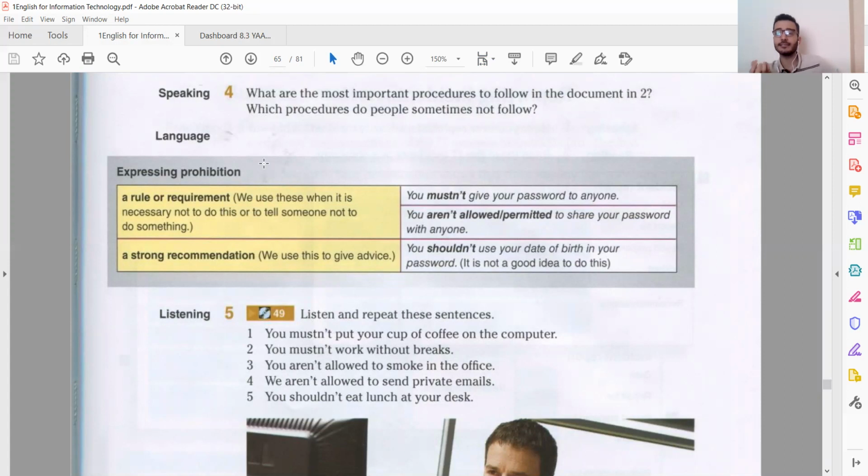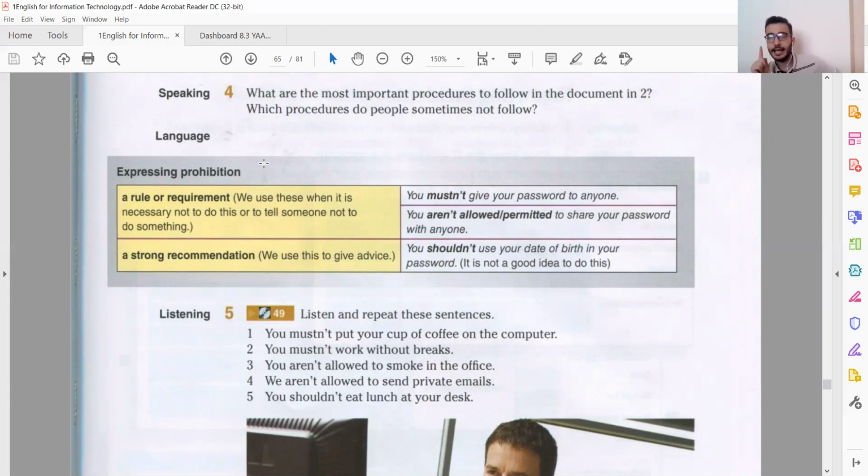We say must or mustn't. Okay, must or mustn't. فعشان نعمل prohibition بنقول mustn't. You mustn't اللي هي اختصار ل must not contraction. Must not, mustn't. You mustn't give your password to anyone. يجب ألا تعطي الباسورد لأي حد. الكلمة السر يعني password.